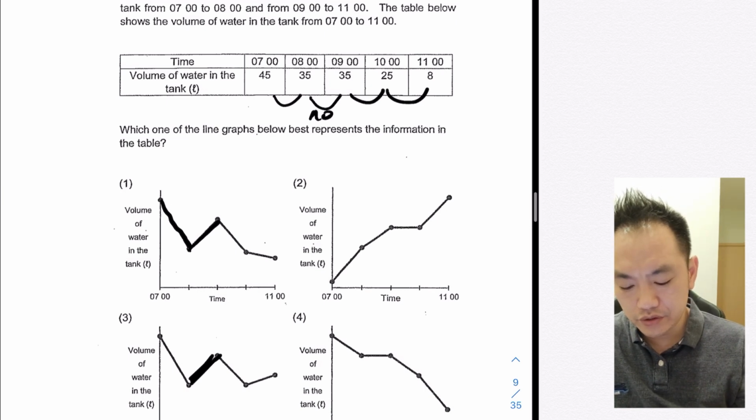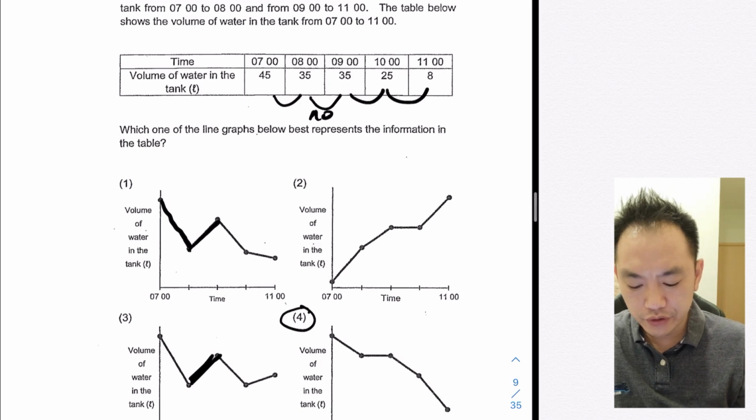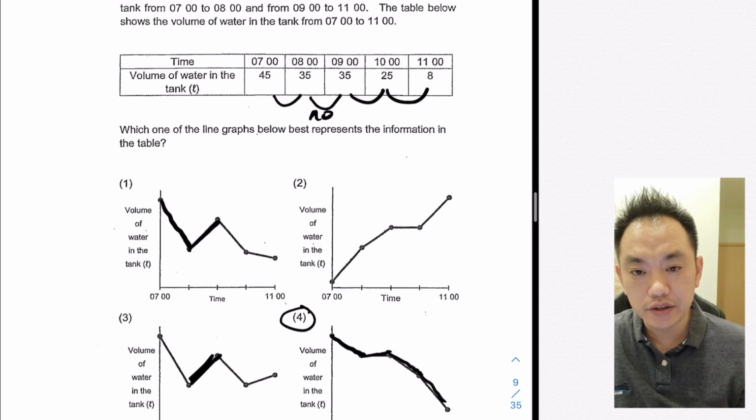So the answer will be 4, because from the 4 you can see the water is coming down, and then it stays flat for 1 hour, and then it comes down, and then continues to come down later. So this will be the answer 4.